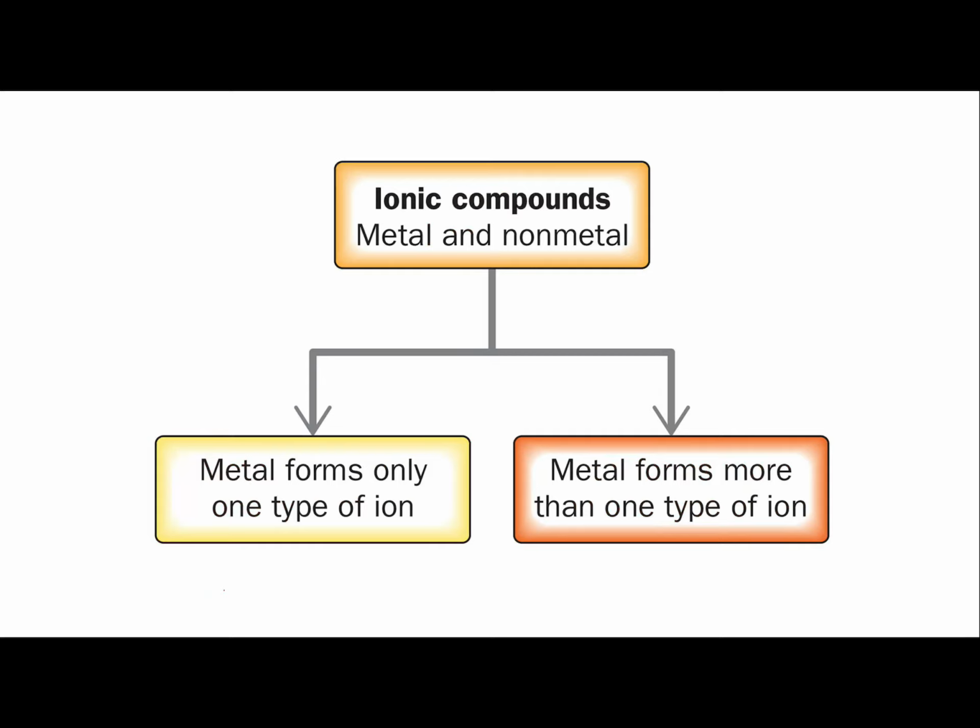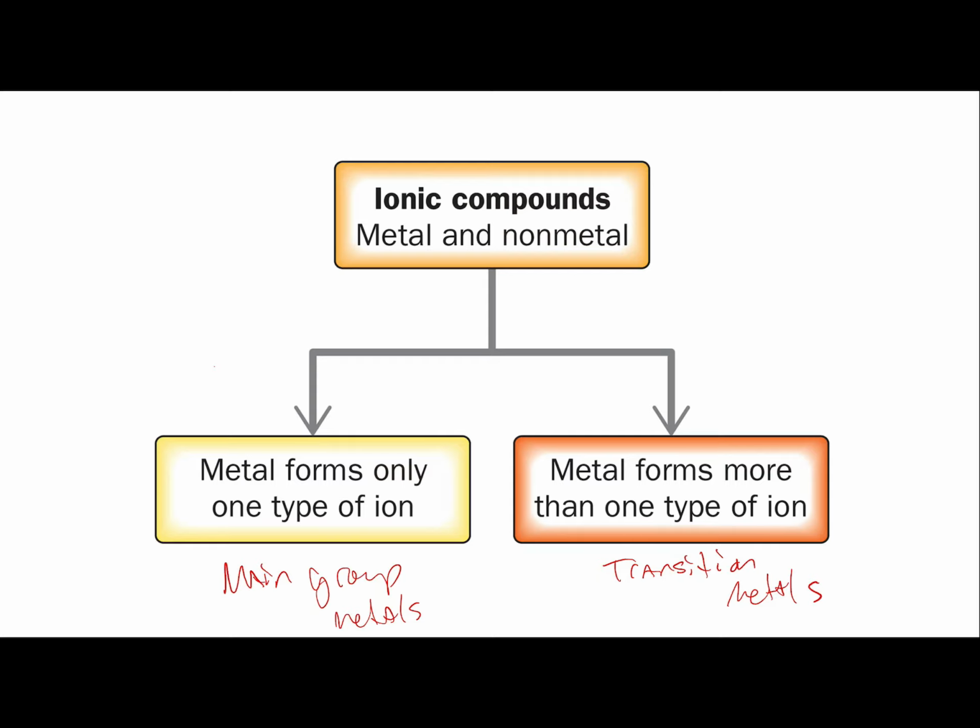Okay, so the first rule that we're going to look at is the difference between the types of ionic compounds. For ionic compounds, there's the type where the metal forms only one type of ion. These were the metals from our main group. And then there's those that form more than one type of ion. These were from our transition group.